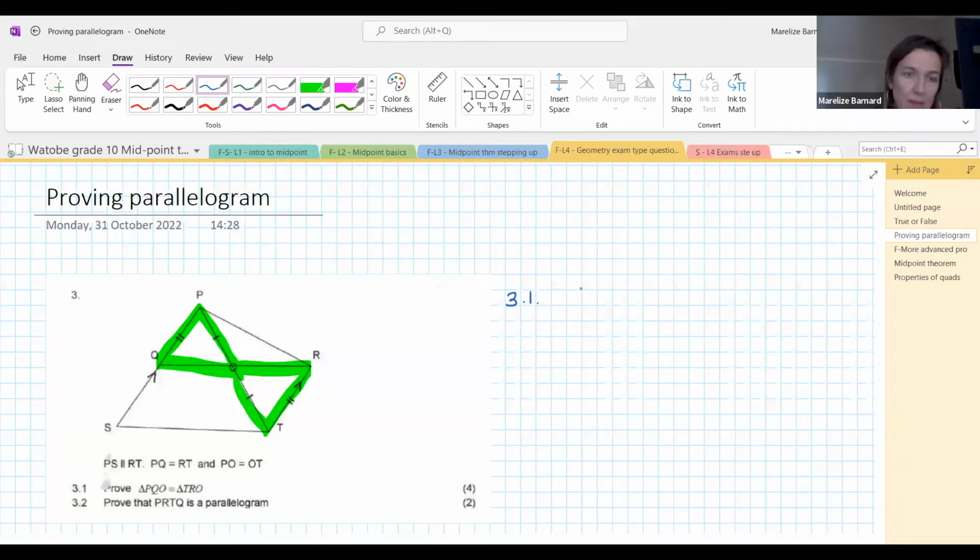Would O be the midpoint of PT and QR? No, it's not given, and it is not. We don't have any other geometry that we can use to actually say that O is the midpoint. PO is equal to TO, given, yeah.